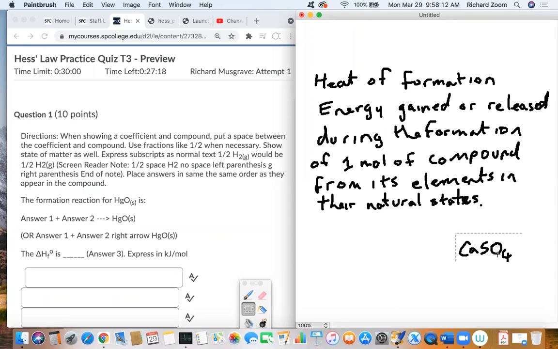Nobody can tell me, huh? Nobody knows the elements present in CaSO4. Calcium, sulfur, and oxygen. Yes, calcium. Thank you. Calcium, sulfur, and oxygen.